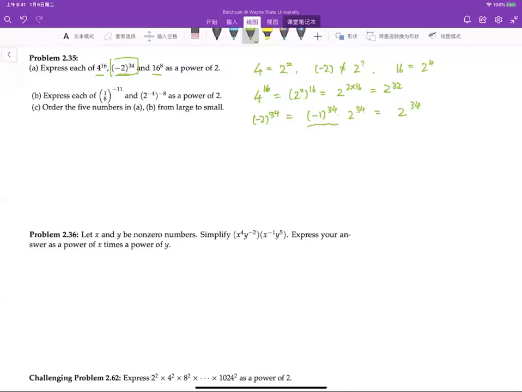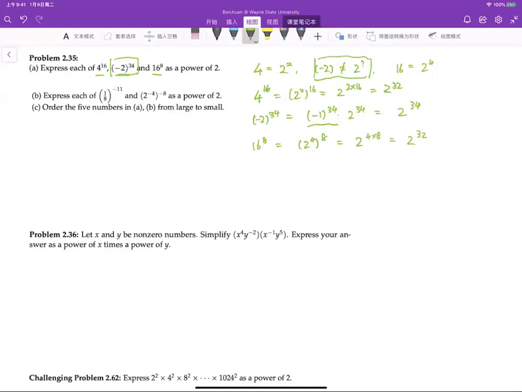So even though negative 2 is not equal to a power of 2, you can use the property of negative 1 to simplify it. Then for the third one, 16 to the 8th. So this is how we rewrite 16. Then we can multiply the exponents again. So this is the last one.